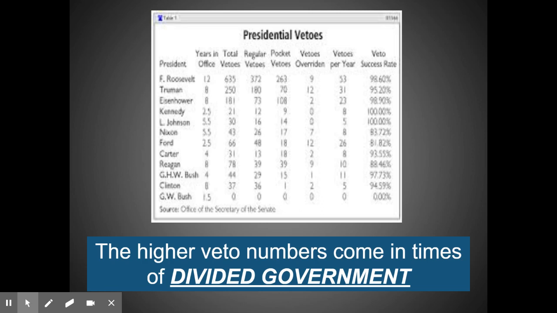You wouldn't normally see lots of vetoes in time periods of unified government when the president and Congress are of the same party. You wouldn't have a Republican Congress proposing bills that a Republican president would veto, and then vice versa. So again, you tend to see higher presidential veto totals in times of divided, not unified government.